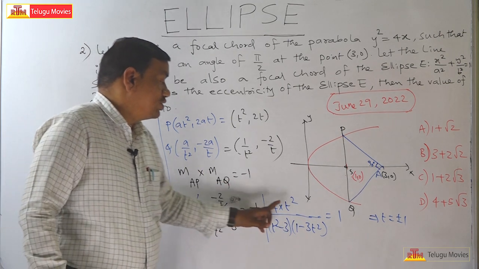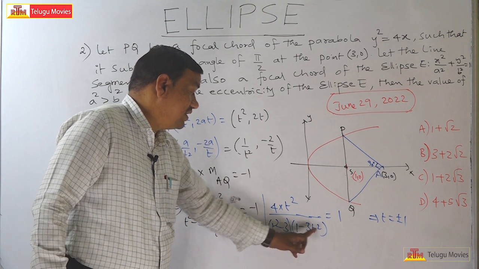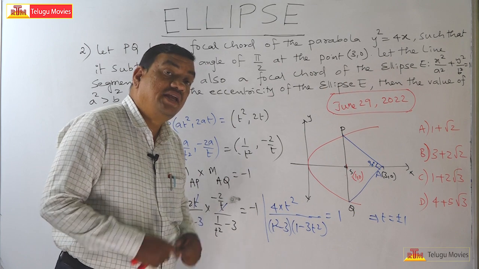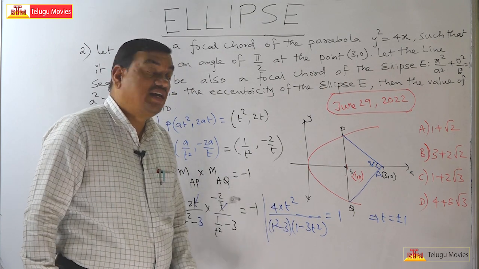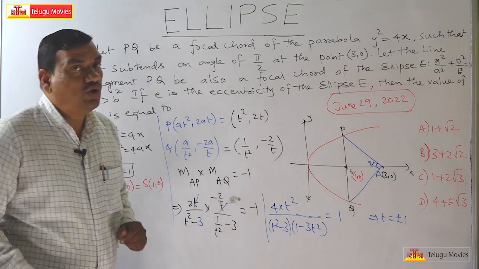You can check here. Substitute t equal to 1 here: 4 into 1 is 4. Here 1, here 1. 1 - 3 is -2, and 1 - 3 is -2. -2 into -2 is plus 4. 4 and 4 get cancelled, and 1 will be your answer. Like that, -1 you can also get.